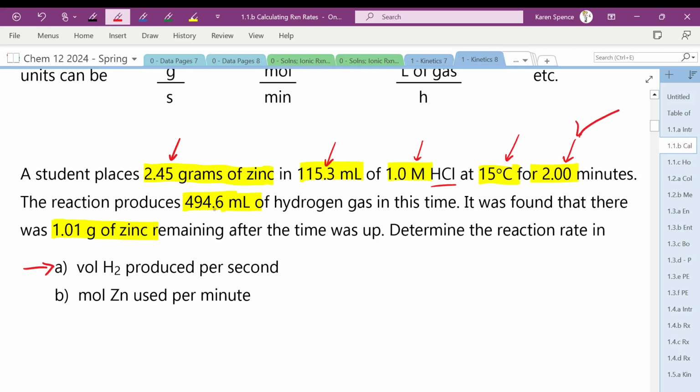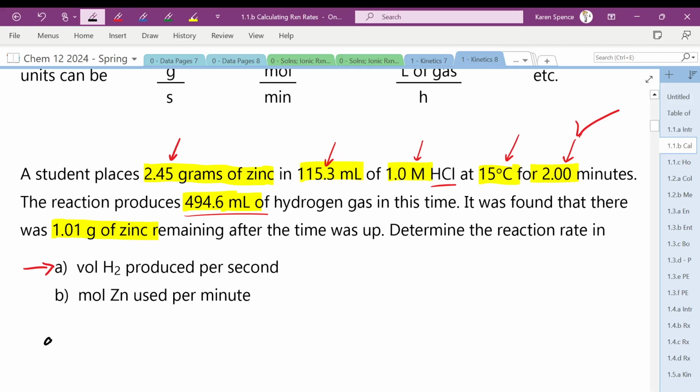And how about the 494.6 milliliters? Yes, because that time we're talking about the hydrogen gas. Do we need to use the 1.01 grams of zinc? Nope, not for part A. So one of the things you have to do with problems is sort out which information is useful, because there's often more than you need.